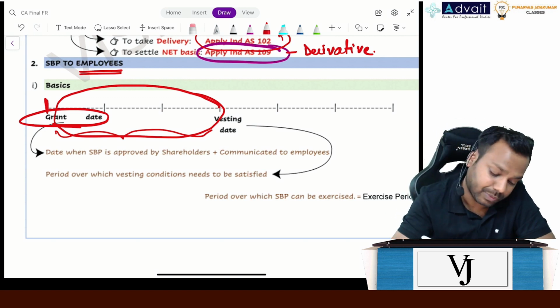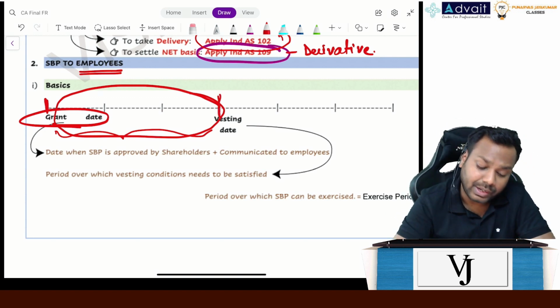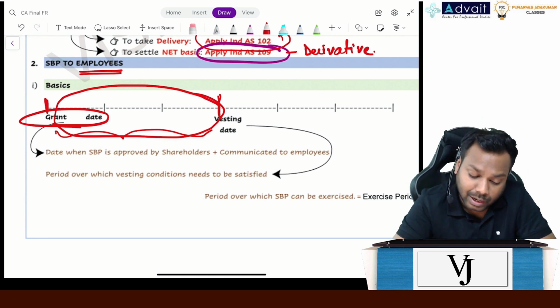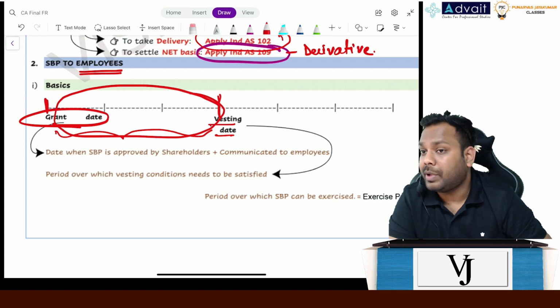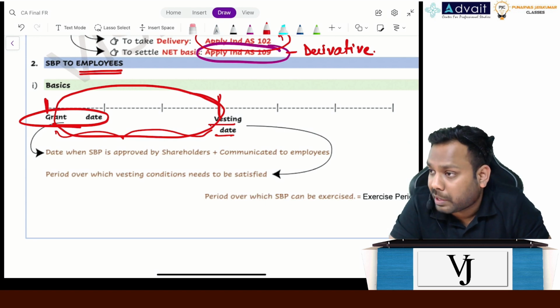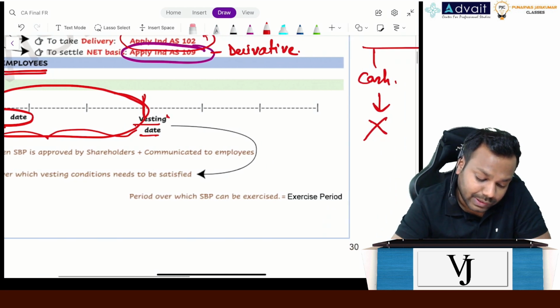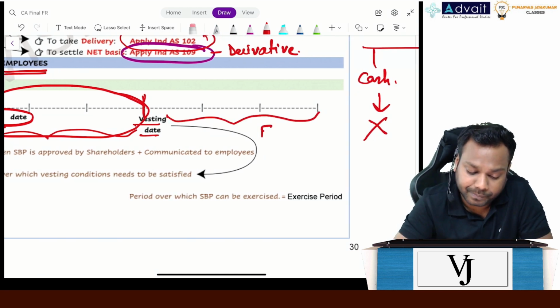Once those vesting conditions are satisfied, comes the vesting date. The vesting date is the date when the employees become eligible to exercise the ESOPs or the share based payment plans. Now, this is called the exercise period.